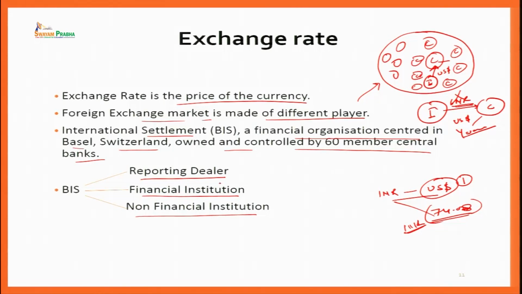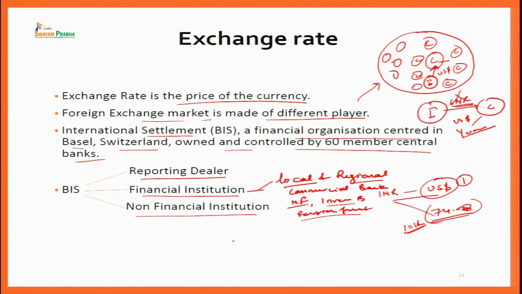Another one apart from the reporting dealer is a financial institution. What do they include? They include local and regional commercial banks, and even the mutual fund is going to come under it. Investment banks are also going to come under it. Pension fund is also going to come under it, right? So financial institutions are local, regional, commercial banks, where the mutual fund, investment bank, even the pension fund are going to be part of the financial institution.